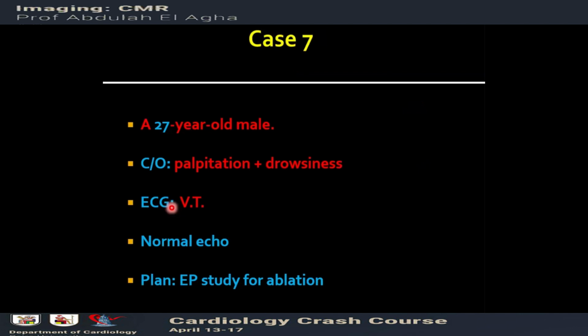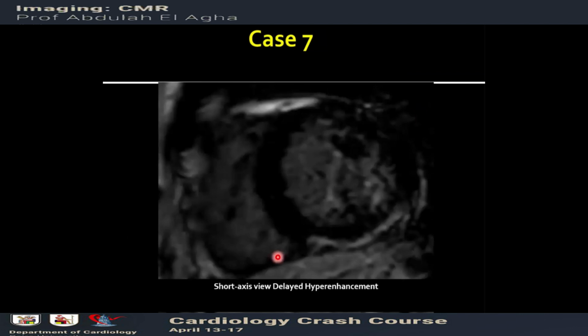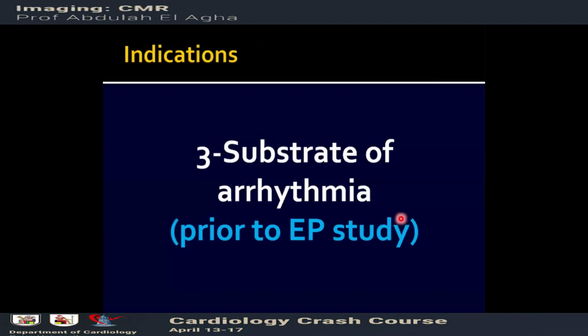This is another case, a 27-year-old male with palpitation and drowsiness. His ECG shows VT with normal echo, and the plan was to do an EP study for ablation. This is a four-chamber view showing the four chambers. But what is important before the ablation is to look for a scar or fibrosis. And what we found here is a subepicardial area in the mid-inferior wall. So planning for the EP study, you should know where physically the scar is, if there is a scar, or if there is fibrosis, okay?